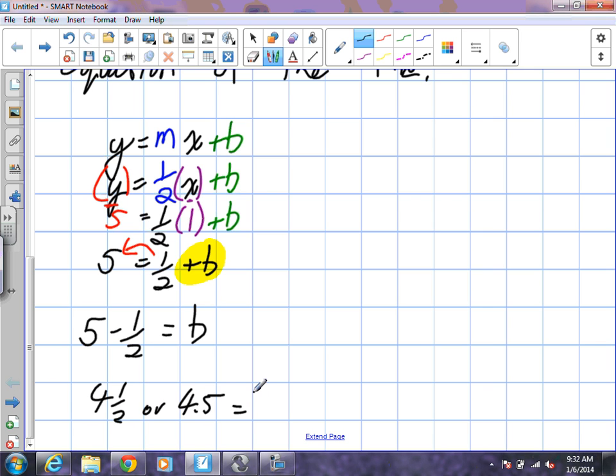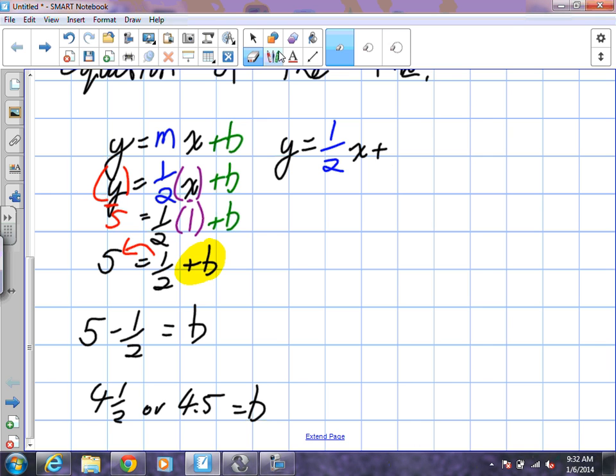Perfect. So if we were to write this in slope y-intercept form, our equation reads y is equal to, remember, our slope is a half, x, plus 4.5. You might want to put 9 over 2 if you're going to put it as a fraction, or if you prefer using decimals, you can put 4.5. Any of these are acceptable, but this is the equation of our line. Okay, so we have that.